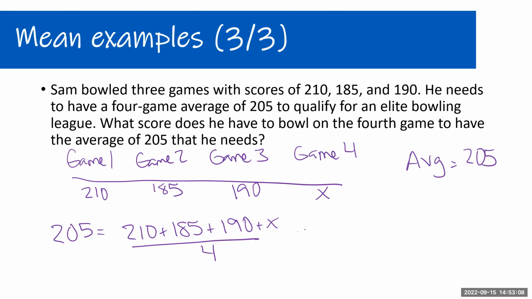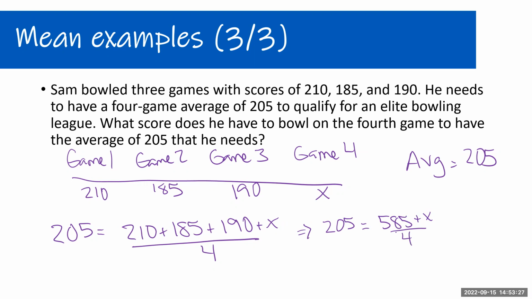Which we can see is 205 equals 585 plus x divided by 4. Now you guys have done this in unit 1, right? We're just solving for x.